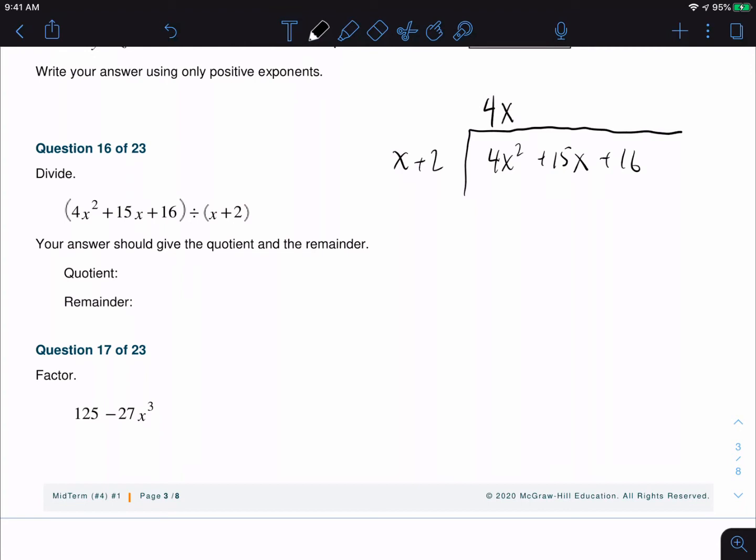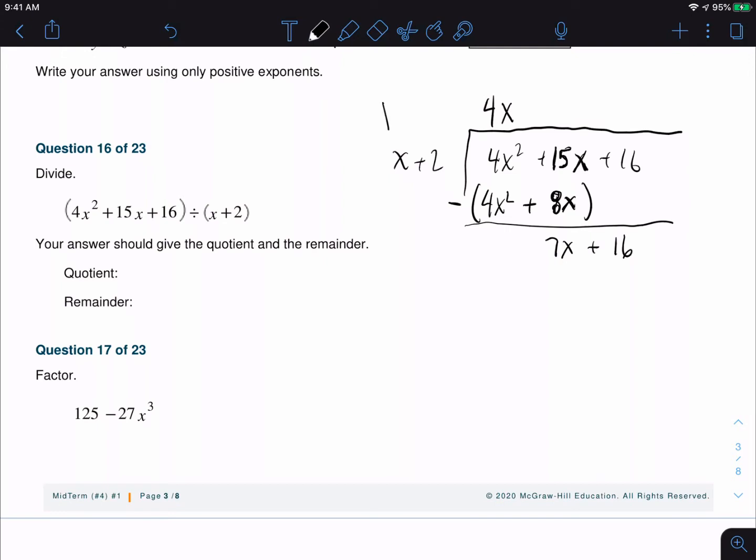Yes. So then 4x times x is going to give me 4x squared. Plus, then I have 4x times 2, and 4x times 2 is going to give me 8x. Now I got to take the parentheses of that and subtract it. And so we see the 4x squareds are going to cancel. But then I'm going to have 15x minus 8x. Right? Yes. Because of the minus sign. So that's going to give me 7x. And now I got to bring down my 16.